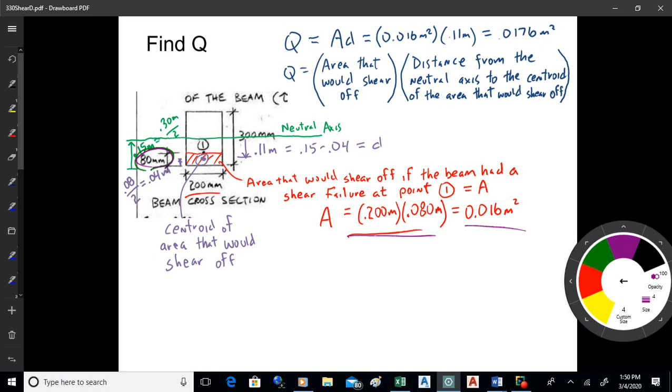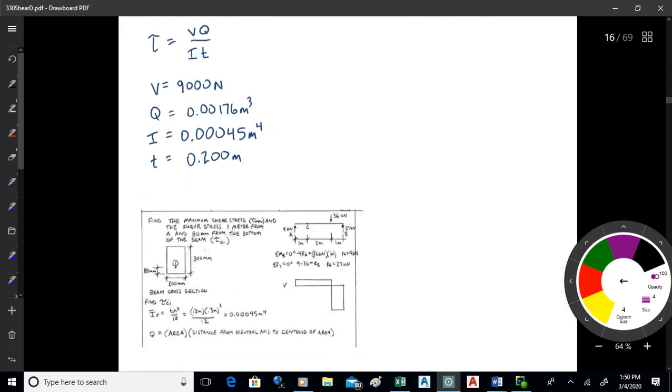Then you would take the distance from the neutral axis, which is in the middle of the beam, to the centroid of that area. Okay, and what that is we've got a 0.3 meter high beam, so that's 0.15, and the centroid for this thing, which is 0.08 meters high, is at 0.04. So the difference is 0.11. That's the distance from the neutral axis down to that centroid. So if we multiply the area times that distance, we get 0.0176, which is Q. Okay. So we can find Q, we can plug all that in now.